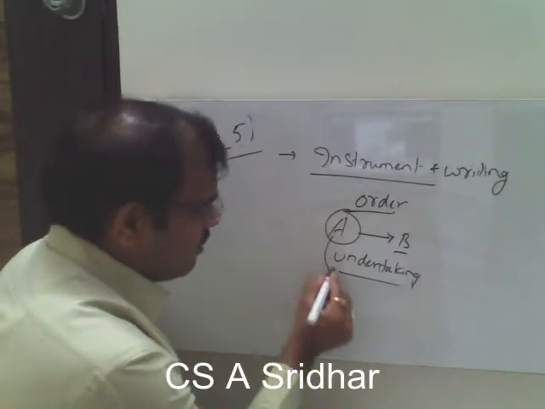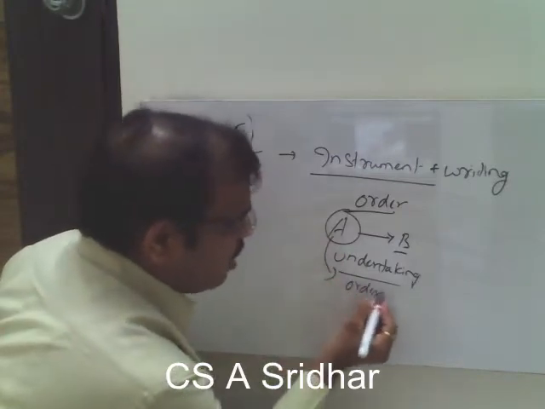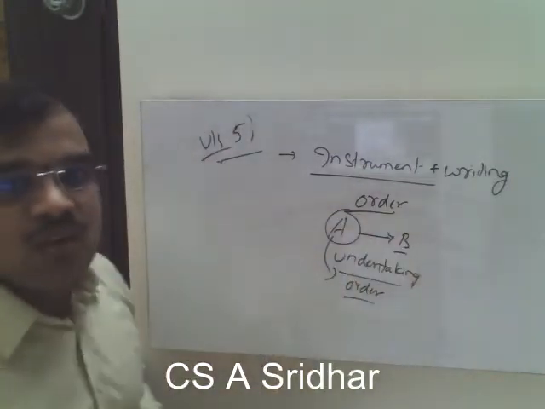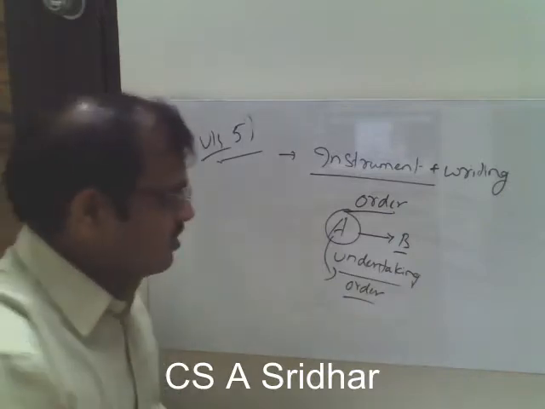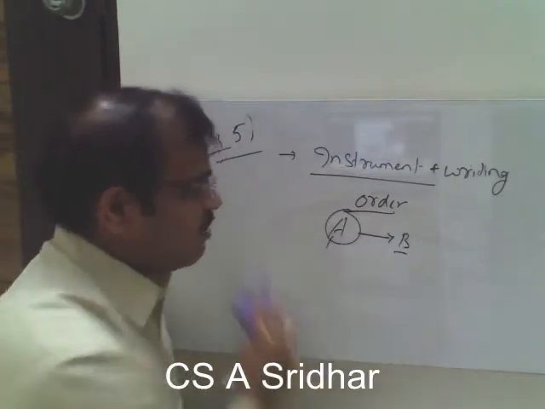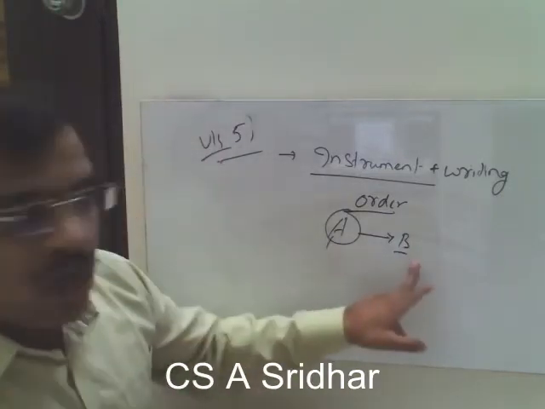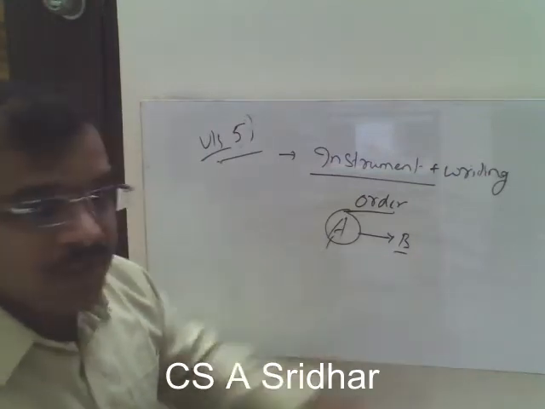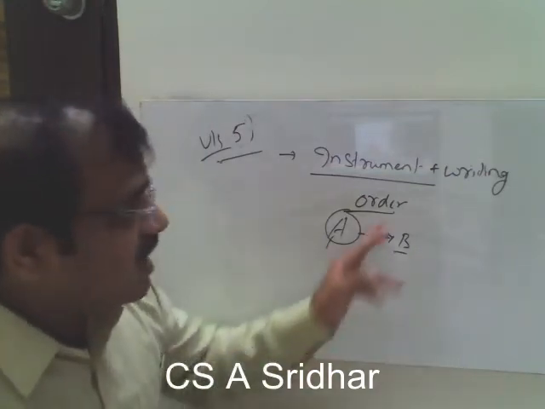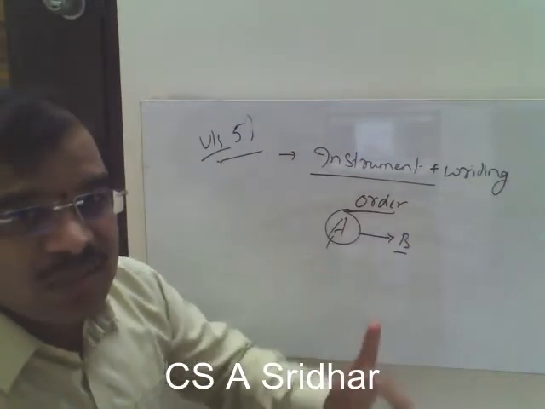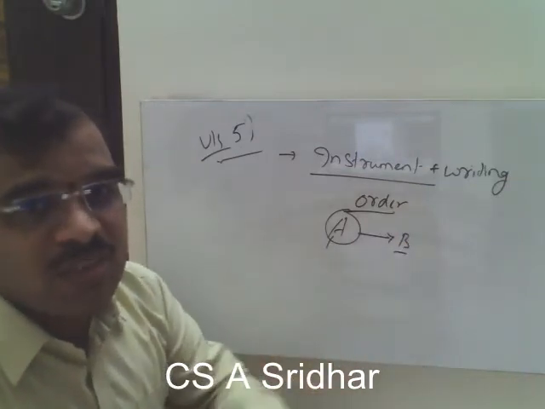Whereas in case of bills of exchange, A is giving the order to B to make the payment. So that means in case of bills of exchange, what is happening? A is giving the order to B to make the payment. So containing an unconditional order. So that's the basic difference between promissory note and the bills of exchange.